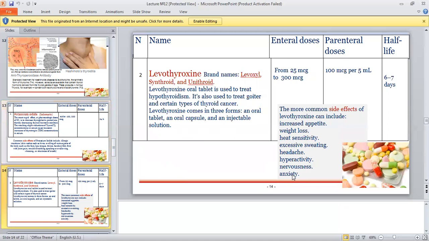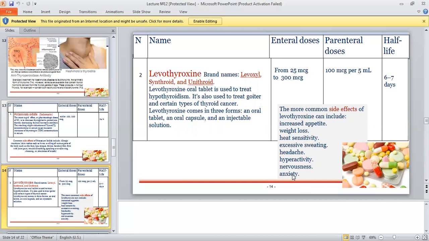Levothyroxine brand names are Levoxyl, Synthroid, and Unithroid. Levothyroxine oral tablets are used to treat hypothyroidism. It is also used to treat goiter and certain types of thyroid cancer. Levothyroxine comes in three forms: an oral tablet, an oral capsule, and an injectable solution.